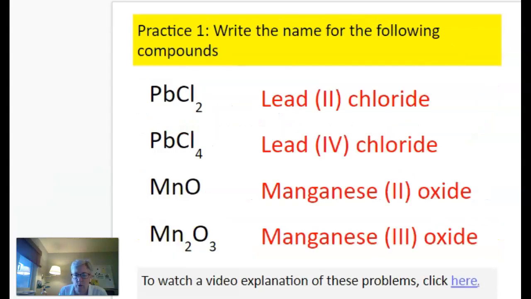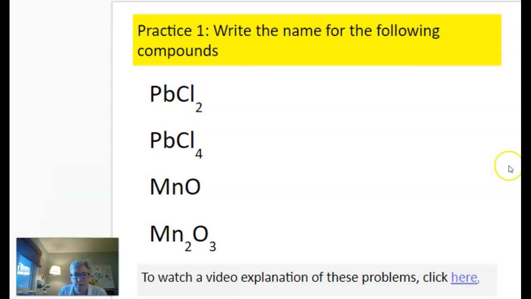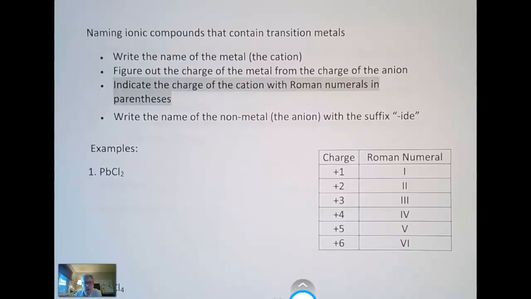All right, so we're going to do a few practice problems, but I am going to switch to my camera and write these out because I think a lot better when I'm writing. Okay, so here is the directions when you're naming ionic compounds with transition metals. First we'll write the name of the metal, then I will show you how to use the anion to figure out the charge of the metal.